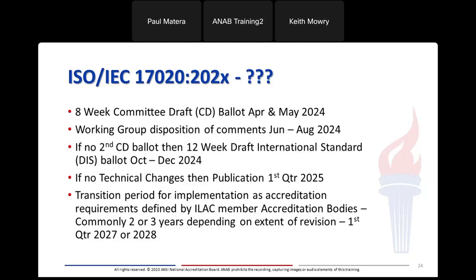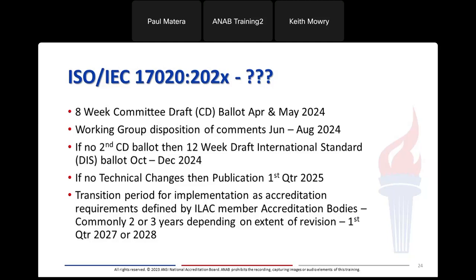Now, what I want to finish up with is the $80,000 question: great, when is the standard going to be revised? When is it going to get published? And of course, like everybody else, I'm going to say the same thing. Well, it depends, and that doesn't give you a lot to go on, and frankly, that's not real helpful.